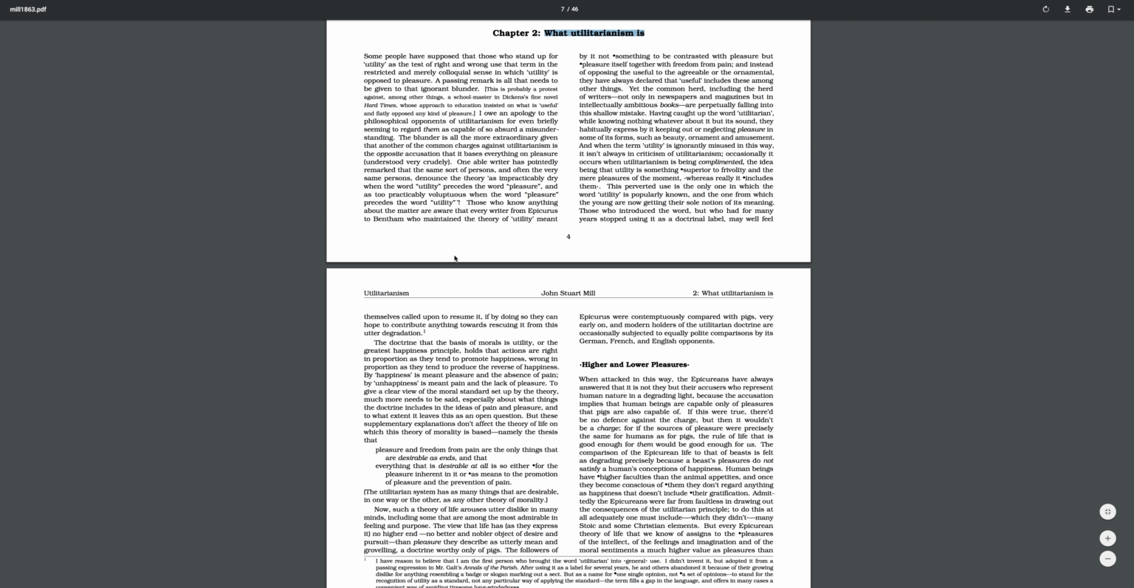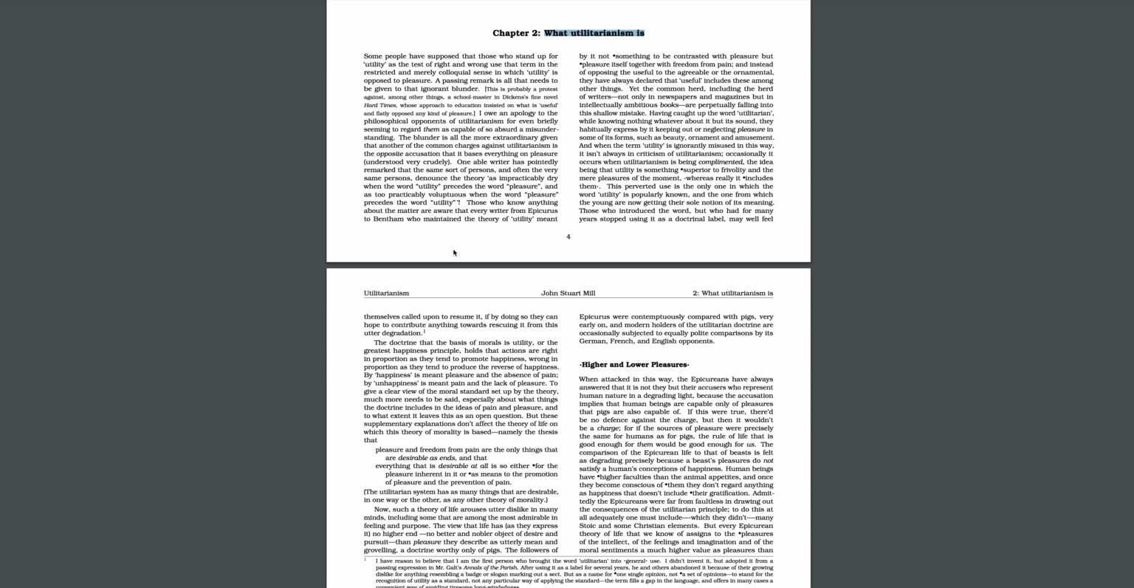If you've ever heard of the idea of the greater good, or the ethics of the greater good, that's what this is. Utilitarianism basically says when you're going to make decisions about what to do, you should do what is in the interest of the greater good.